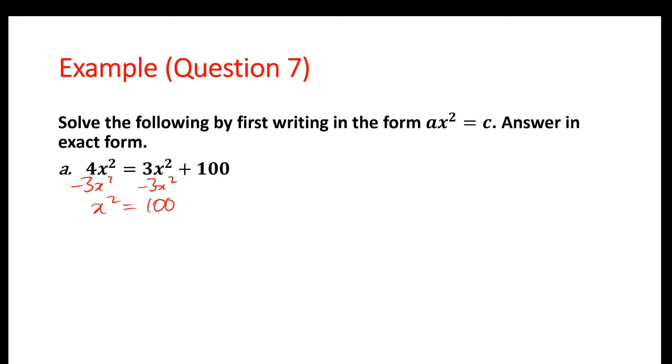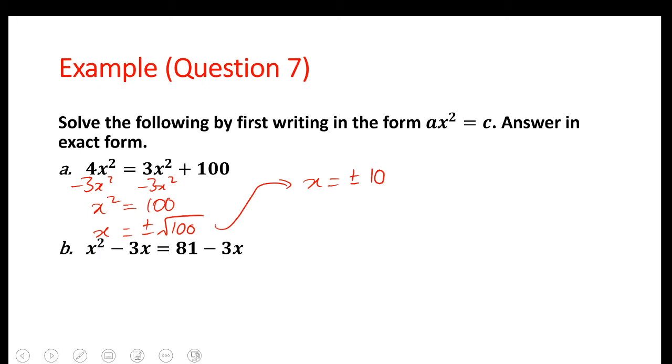x squared is equal to 100. So then I'm going to take the square root of both sides to get x is equal to plus or minus the square root of 100. Now it does say to leave an exact form, but because we can simplify this one, we're going to write it as x is equal to plus or minus 10, because the square root of 100 is 10. 10 times 10 is 100. Okay. So this is a similar one now, but with a little bit of a twist.